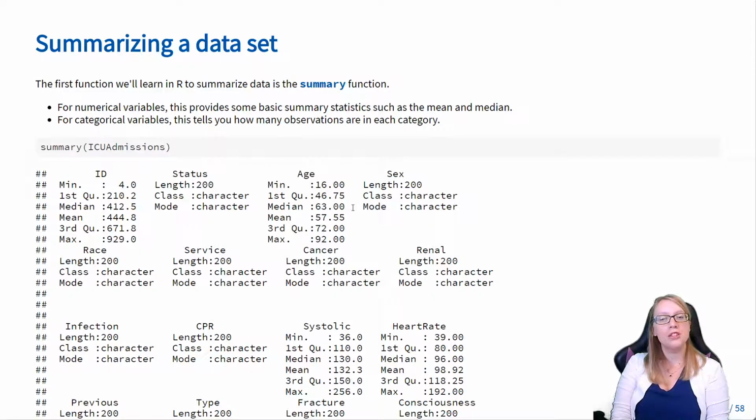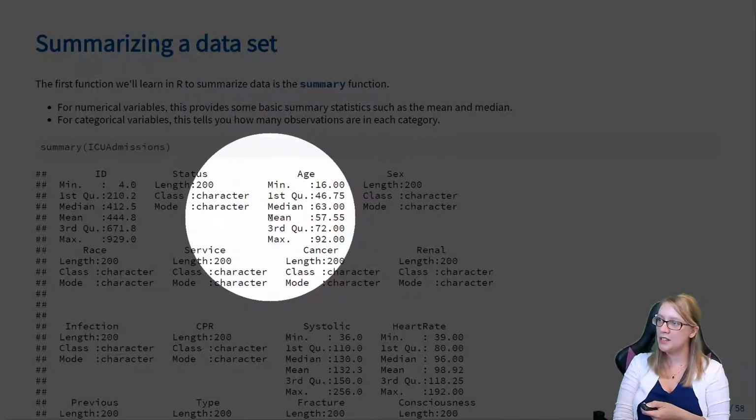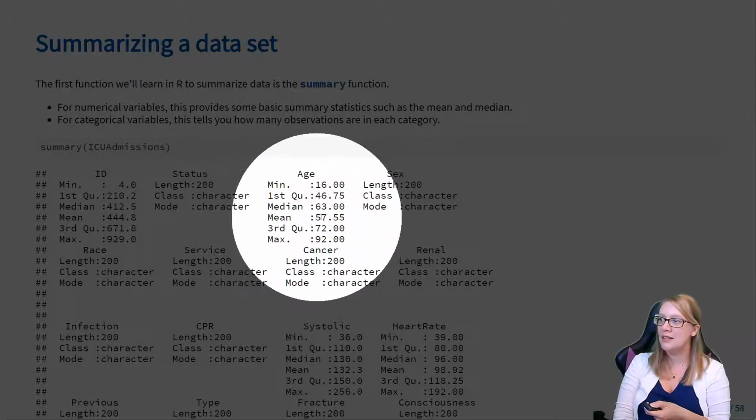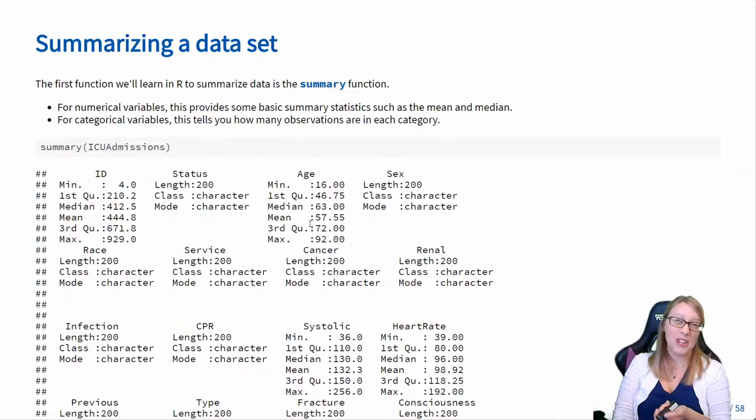Okay, so the first function that we'll learn in R is actually a base R function. This is called the summary function. For numerical variables, what this summary function does is calculate various summary statistics. Take a look at age. Some of these are going to look familiar. For example, the median age in this data set is 63 years old. The mean is 57, the minimum is 16, the max is 92. These other 2 statistics are called the quartiles. We'll talk about these a little bit later on. When R senses that there's a numerical variable, the summary function calculates these by default.